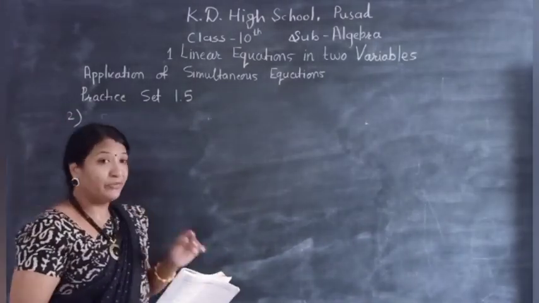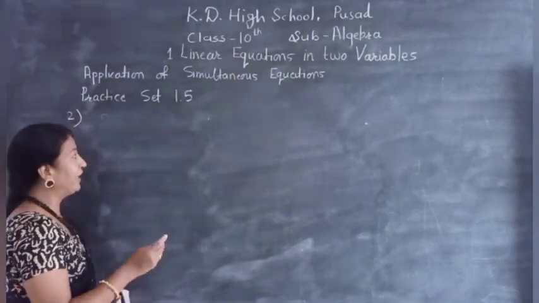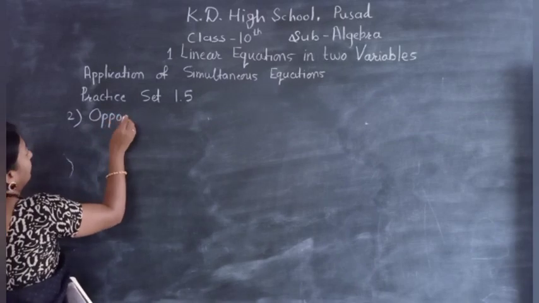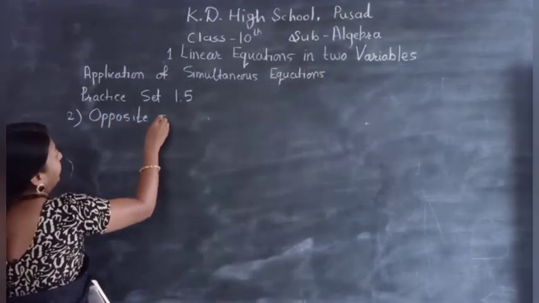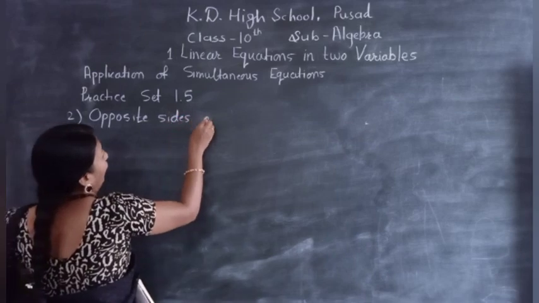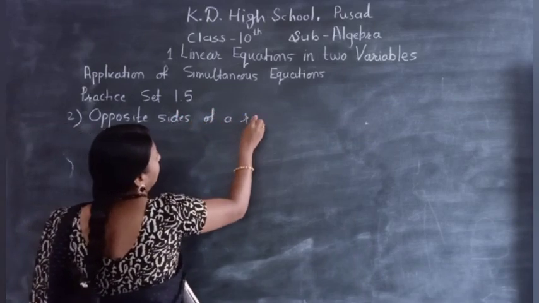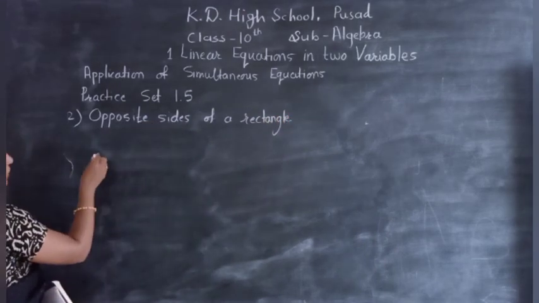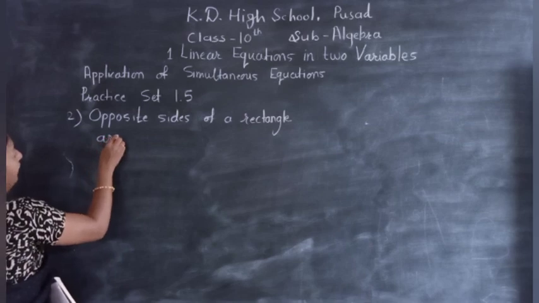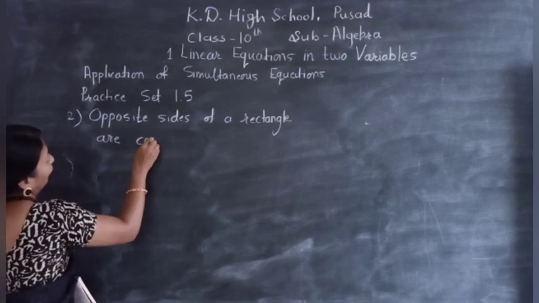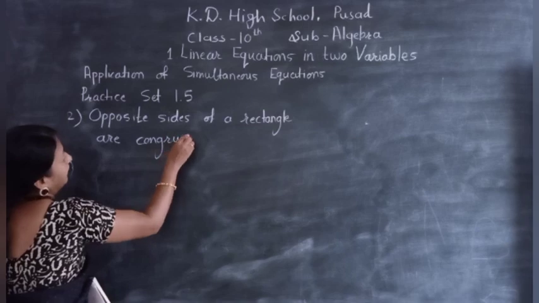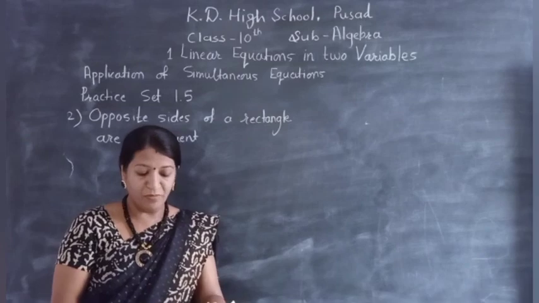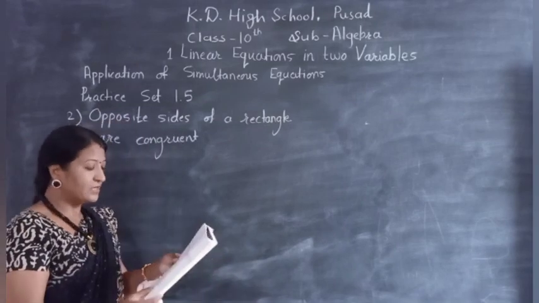Now what is the property we use here? Opposite sides of a rectangle, you can write equal or congruent, are congruent. The meaning is the same. If they are congruent, it means their lengths are equal. Now what we observe, you can put the opposite sides in equality.